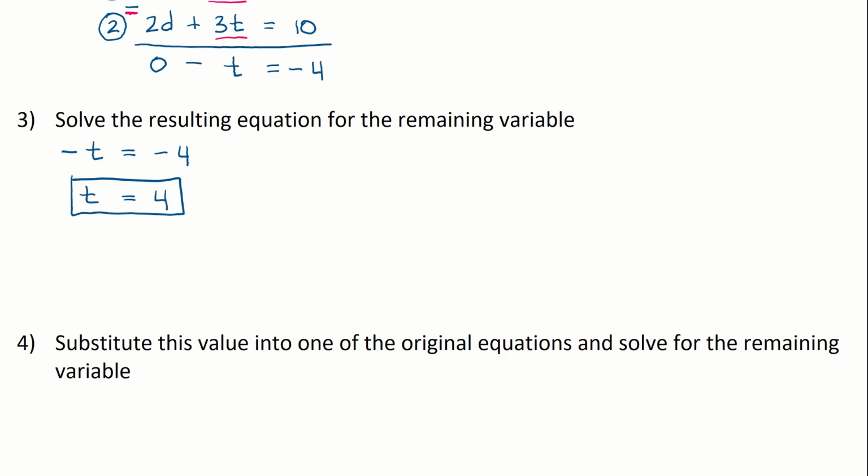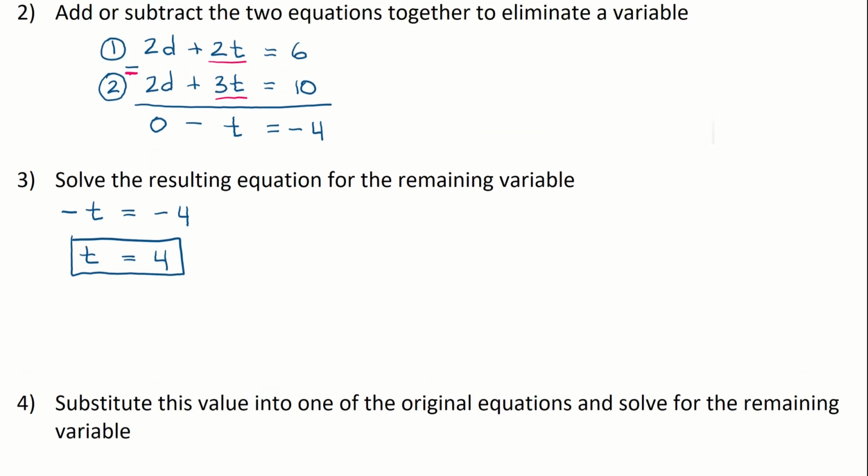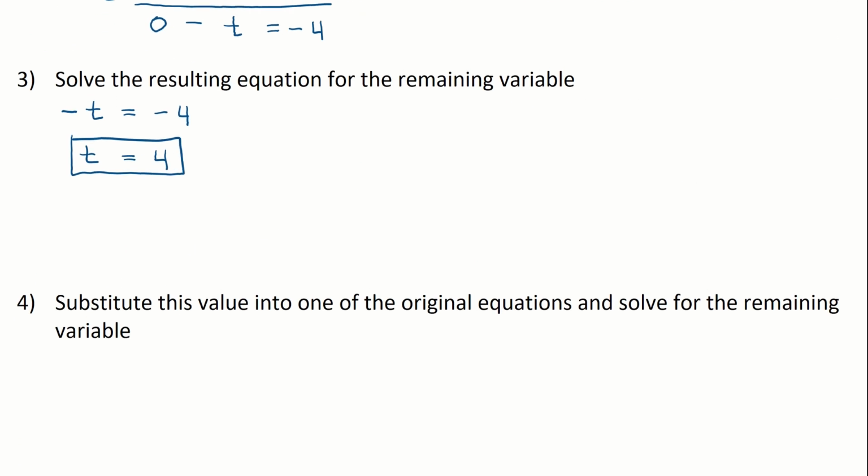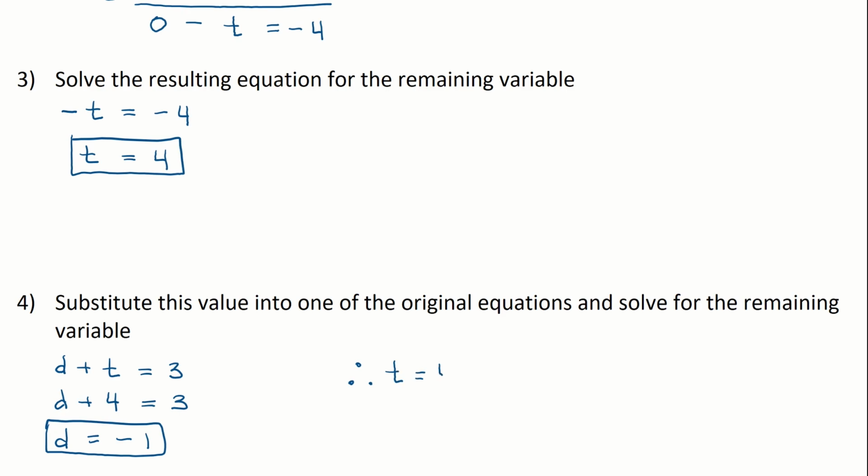Now we can take that and substitute it back into the original equation, either one. Let's choose d plus t is equal to 3. We know that t is equal to 4, so d plus 4 is equal to 3. Subtract 4 from both sides, giving us d is equal to negative 1. So in terms of a solution for this one, we know that t is equal to 4 and d is equal to negative 1.